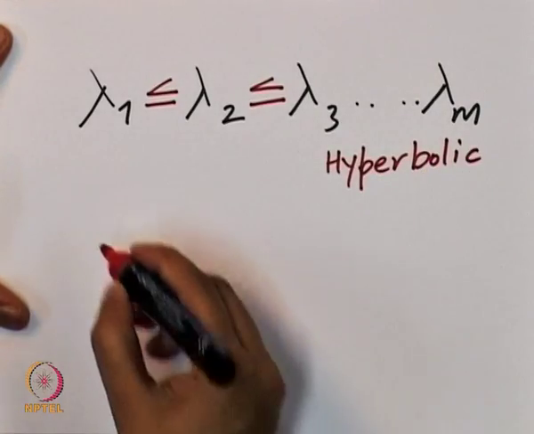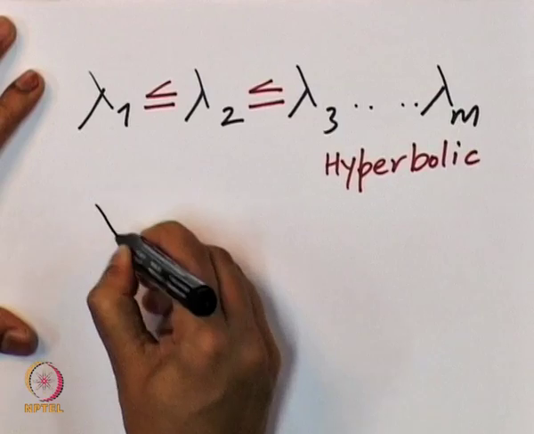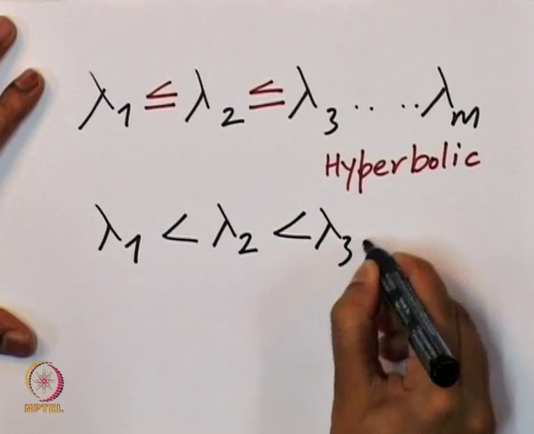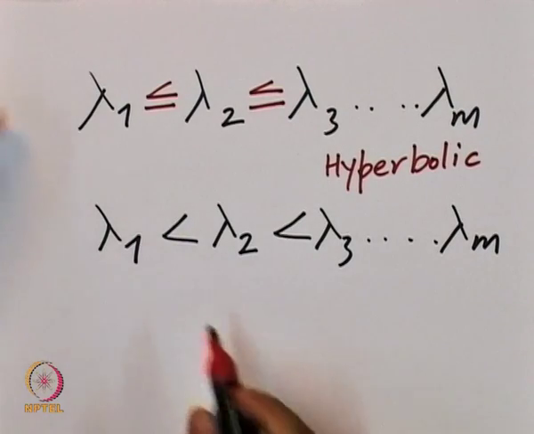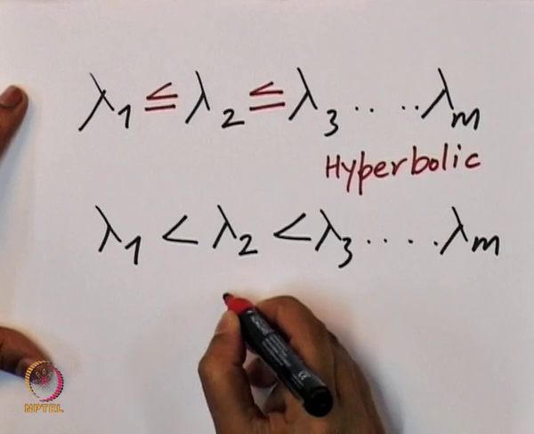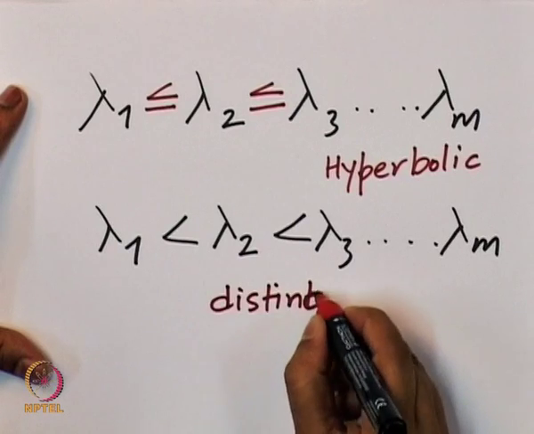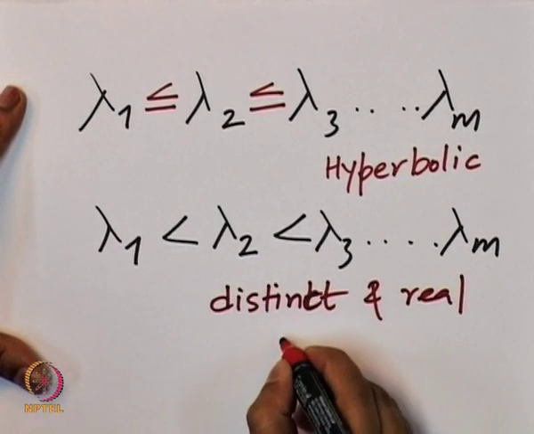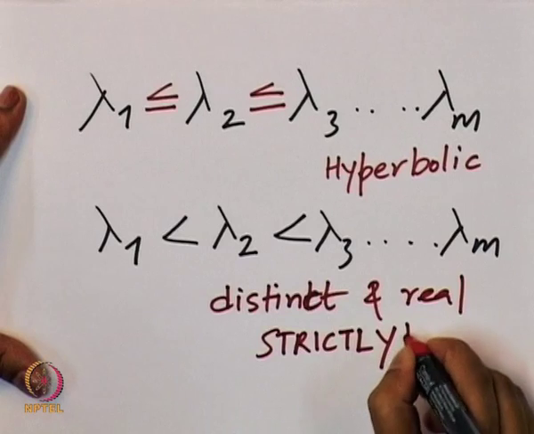But if these eigenvalues are all real but distinct, in other words lambda 1, lambda 2, lambda 3 until lambda m are all different, so there is no equality sign here, and they are all distinct, then if they are distinct and real, they are called strictly hyperbolic.